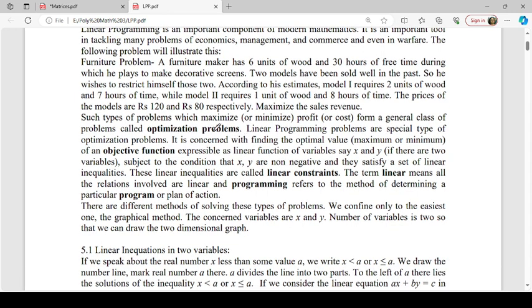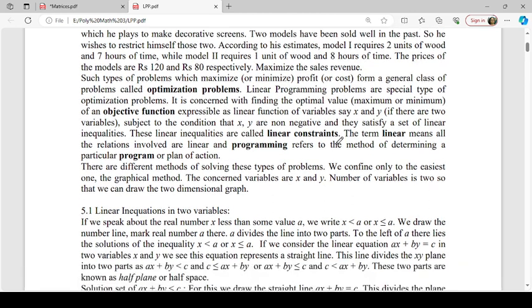For this we need a linear programming problem, a special type of optimization problem. Many things are there to optimize these things, but this is one tool. Linear programming is a tool for optimizing simple problems. Here some objective function will be there, and there are some linear constraints. So these involve linear, and programming refers to the method of determining a particular program in a plan of action.